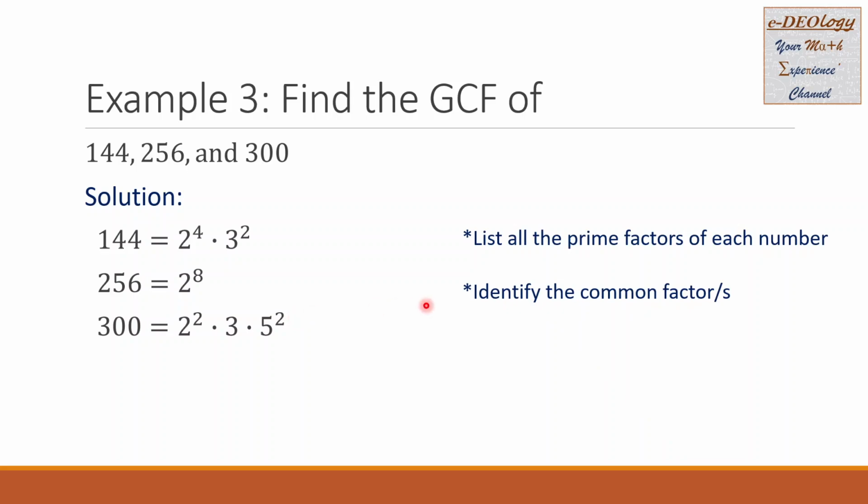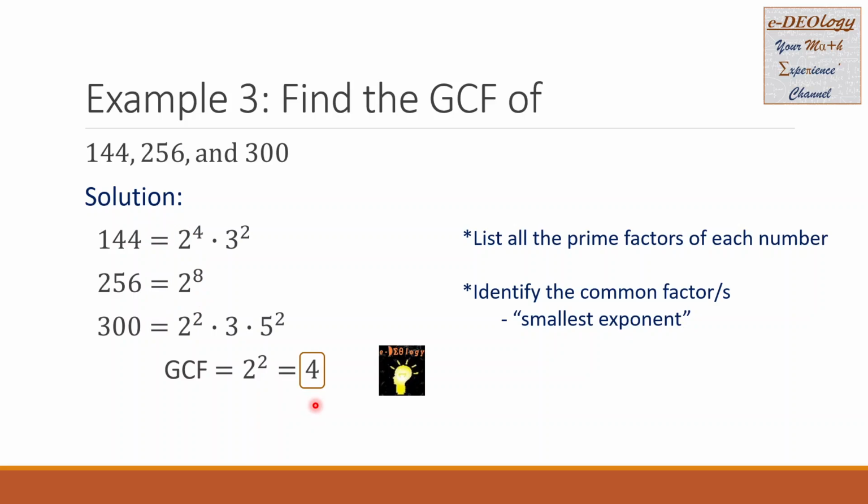Then we identify the common factors. We can see that the factor 2 is common, but we have different exponents. In this case, we're going to use that with smallest exponent. Therefore, the GCF equals 2 squared. We simplify this into 4. This is the greatest common factor.